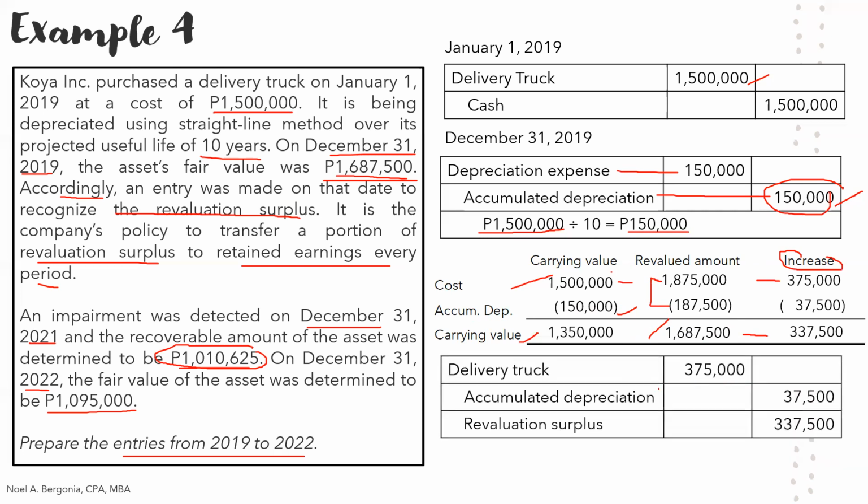So we debit the delivery truck for the increase in cost na 375,000. Then we credit accumulated depreciation na 37,500. Okay? Then we credit the revaluation surplus na 337,500. Okay? So I hope that you can follow, ha.